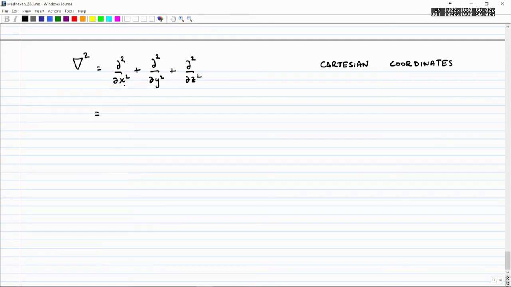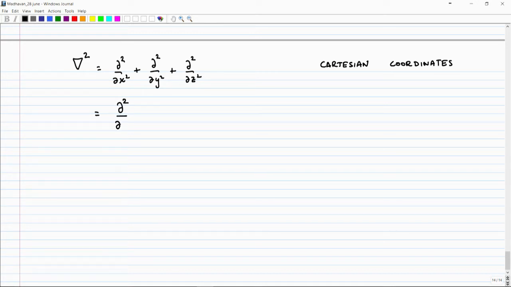When you write the expression for the Laplacian in Cartesian coordinates, it just looks very straightforward. It looks like ∂²/∂x² plus ∂²/∂y² plus ∂²/∂z². Now when you write it in spherical polar coordinates, the expression is considerably more complicated, but you can work this out.